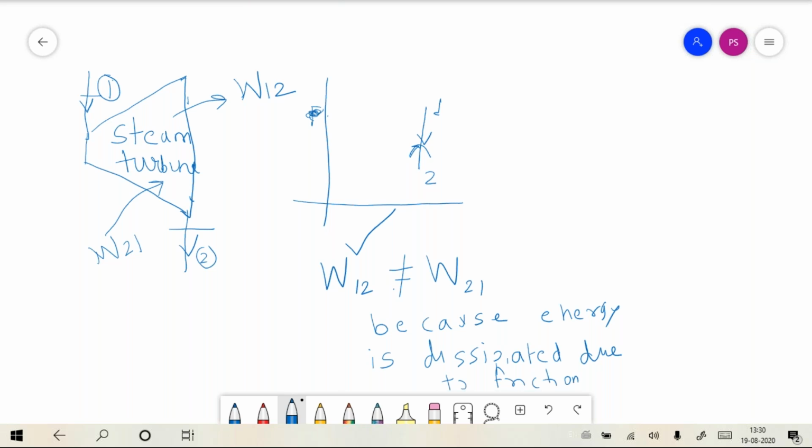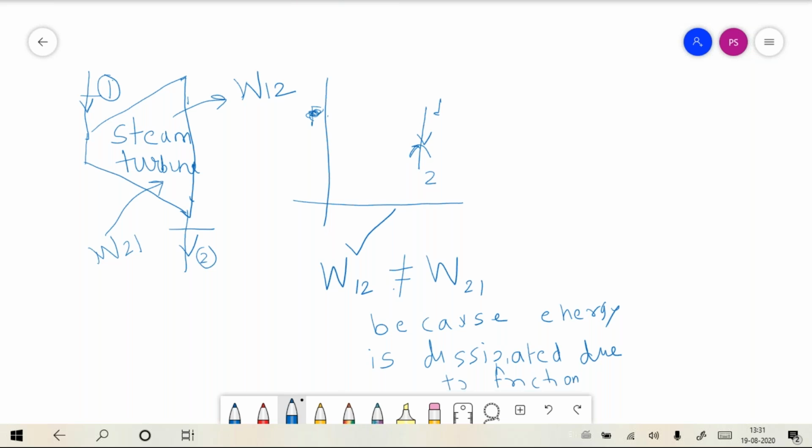So this W21, if you want to get back to the initial state 1, you need to do W21, which is not equal to W12. It means that certain traces on the surrounding are left. You are not getting back to the state 1 without leaving traces on the surrounding, right?